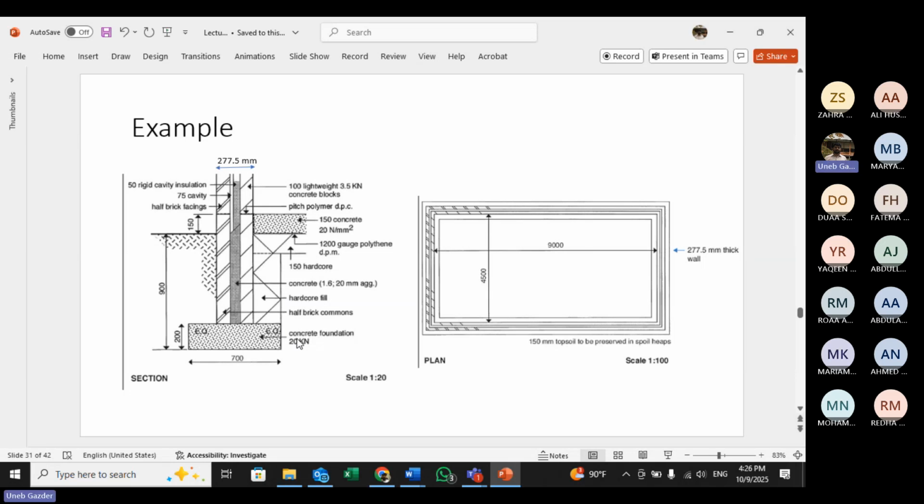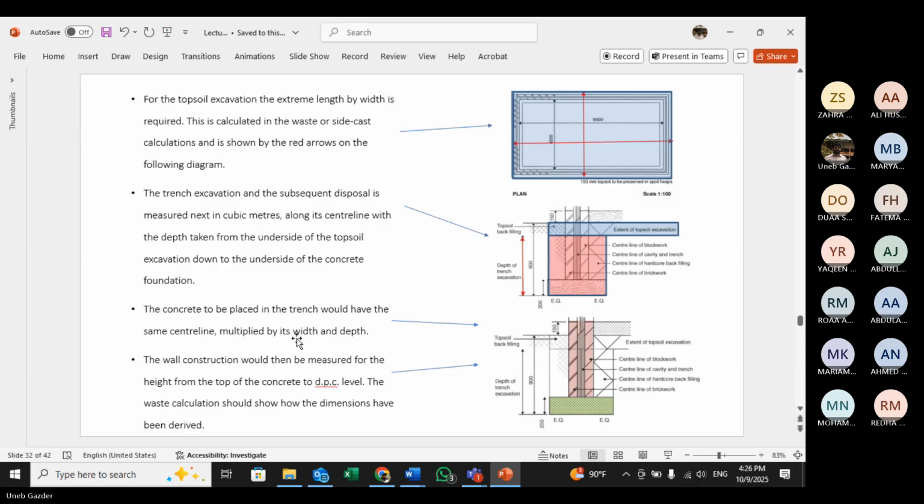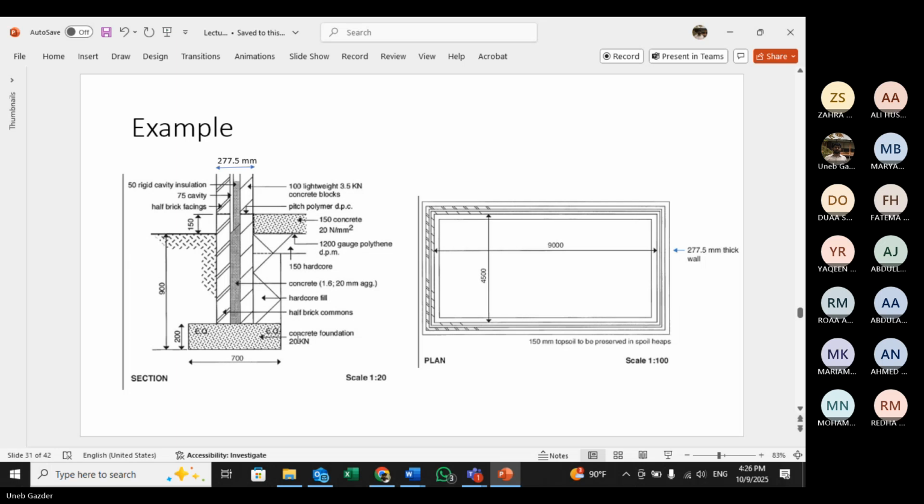So this one. Okay, what am I looking at?